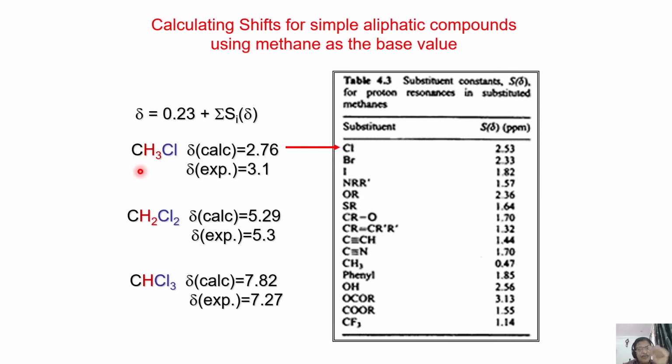Now let's do the same thing for this molecule, CH2Cl2. Take the base value, and Cl is 2.53 times 2. If you add it up, it turns out to be 5.29. And experimentally, what is observed is 5.3. Almost matching, right? Now for CHCl3, the calculated value, you take 3 times and add it to this base value. You get 7.82, but experimentally it is 7.27.